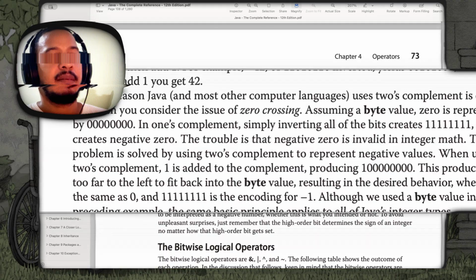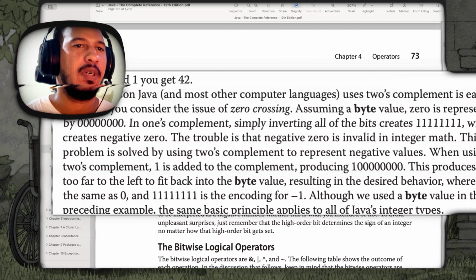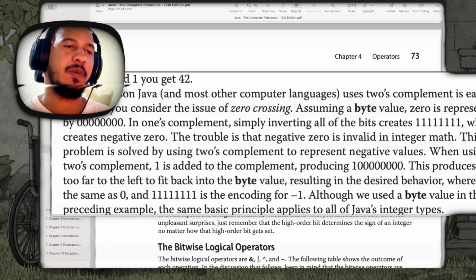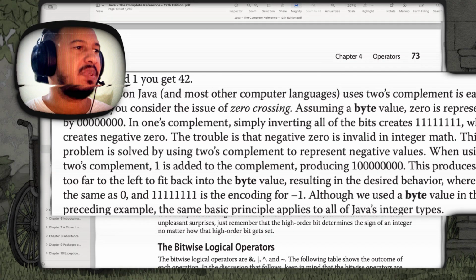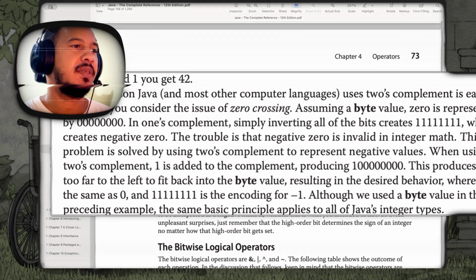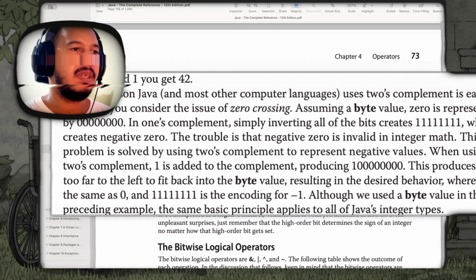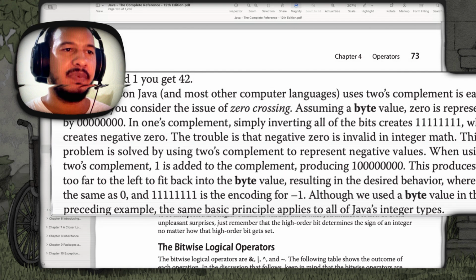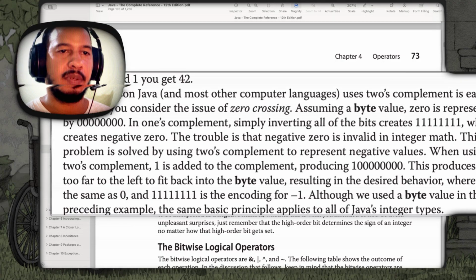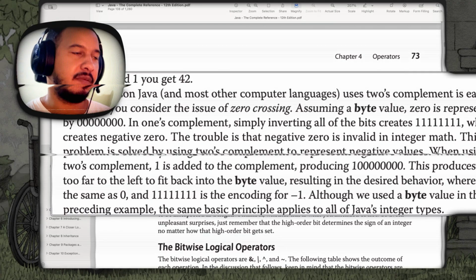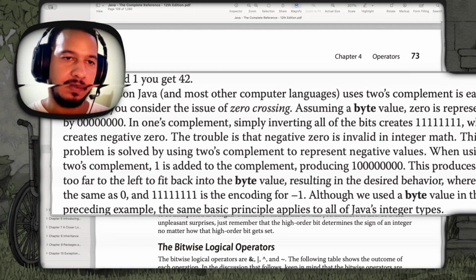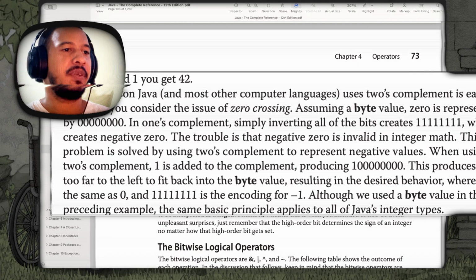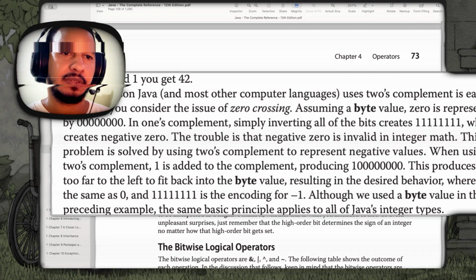The reason Java and most other computer languages use two's complement is easy to see when you consider the issue of zero crossing. Assuming a byte value, 0 is represented by 0, 0, 0, 0, 0, 0, 0, 0. In one's complement, simply inverting all of the bits creates 1, 1, 1, 1, 1, 1, 1, 1, which creates negative 0. The trouble is that negative 0 is invalid in integer math. So this problem is solved by using 2's complement to represent negative values.